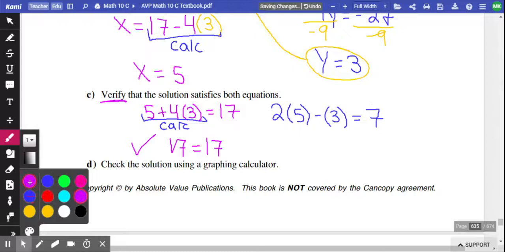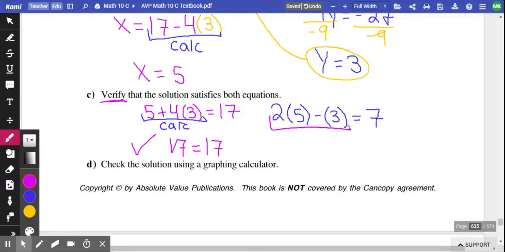If you put that in your calculator, you end up getting 7 equals 7. That means that that x and y value is a part of that line that verifies my solution. You need to do it for both equations if you get asked to verify something. That's substitution.